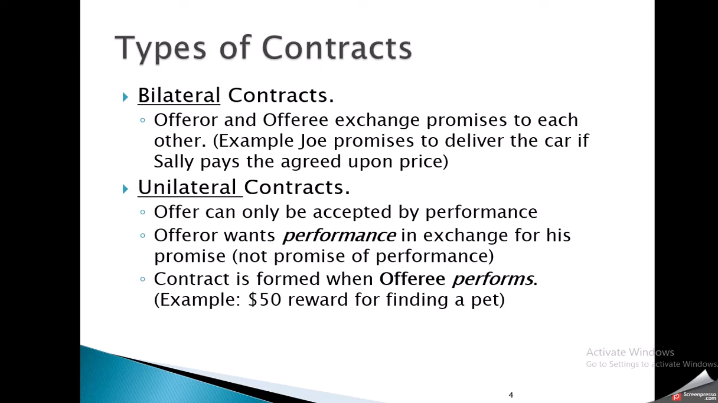Unilateral contracts are kind of unique. What happens with a unilateral contract is the offeror makes an offer out there, but the offeree can only accept it by performing the action. The example that I give is a $50 reward for a lost pet. There was a lost cat in my neighborhood. The owners went around with a little sign, hung it on the telephone poles and said, $50 reward for finding our cat. Well, I couldn't go to their house and say, hey, I accept your offer. They'd be like, well, good for you, but find my cat. So the key is the first person who finds the cat, the person who actually performs the action, can accept that offer of $50.